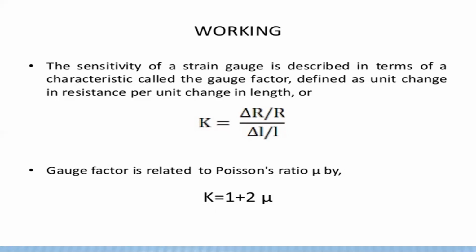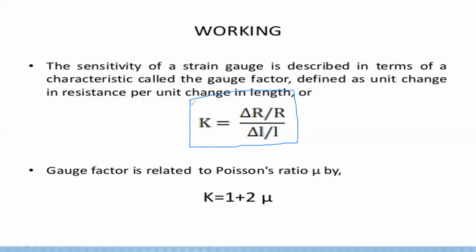If the length of the grid is constant, the resistance is also constant. The resistance is not changed. Whenever we apply forces on the strain gauge, the length changes and automatically the resistance also changes. So the gauge factor K is calculated.